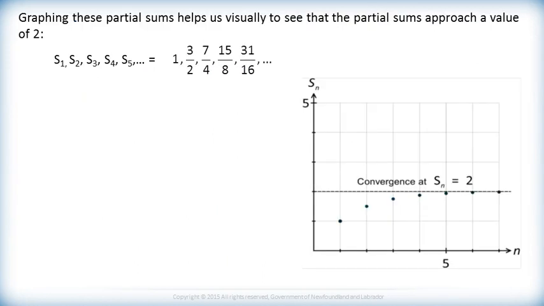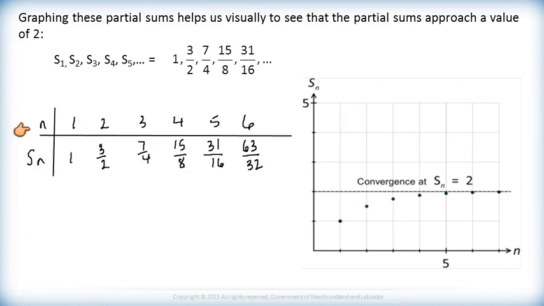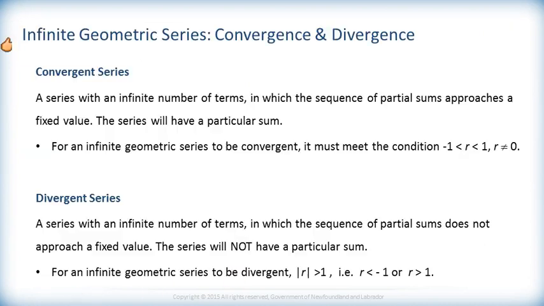Graphing the partial sums provides another visual representation. So I've made a little table of values, the n values in the first row, S sub n in the second row, and plot my points, and I can see that the points are getting closer and closer to this horizontal line, S sub n equals 2, which agrees with our sum.